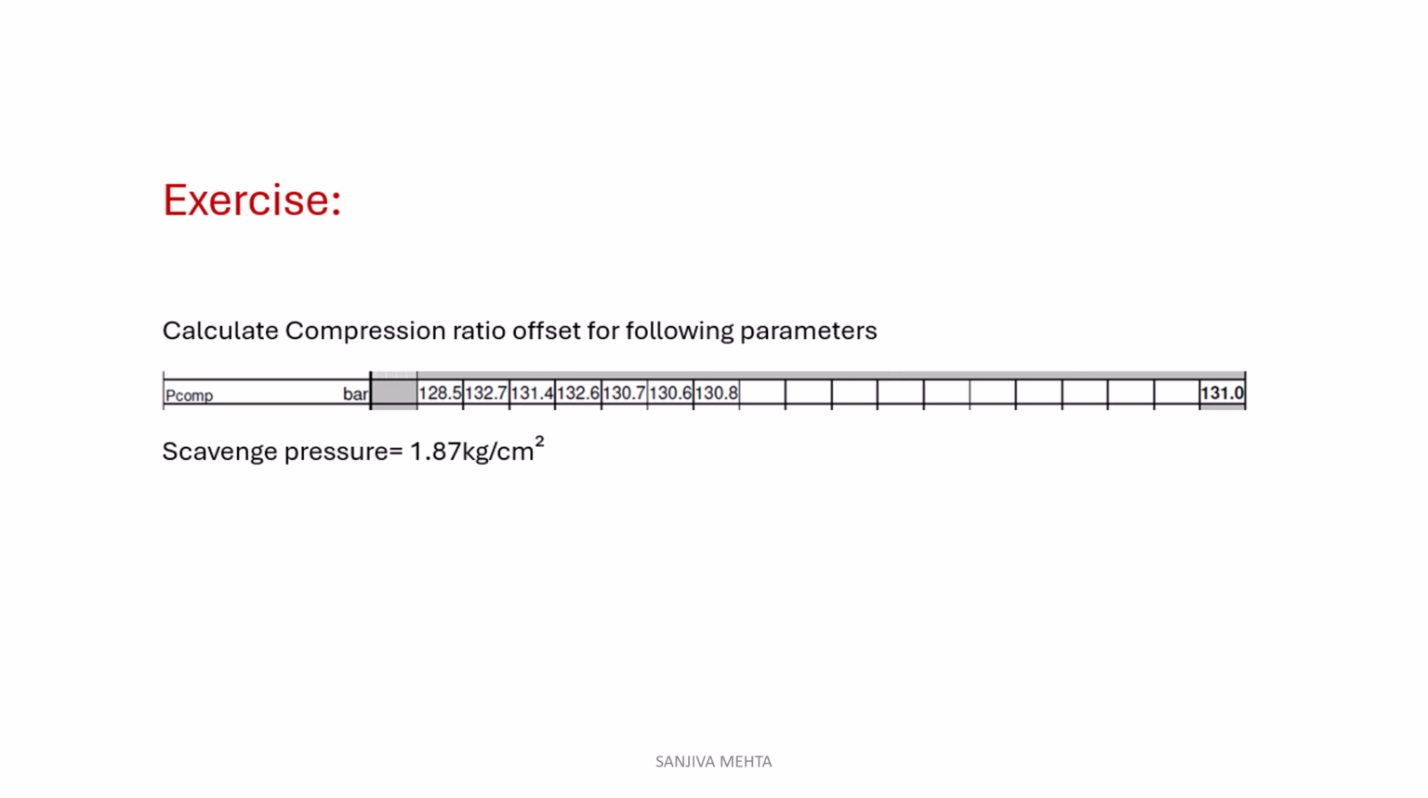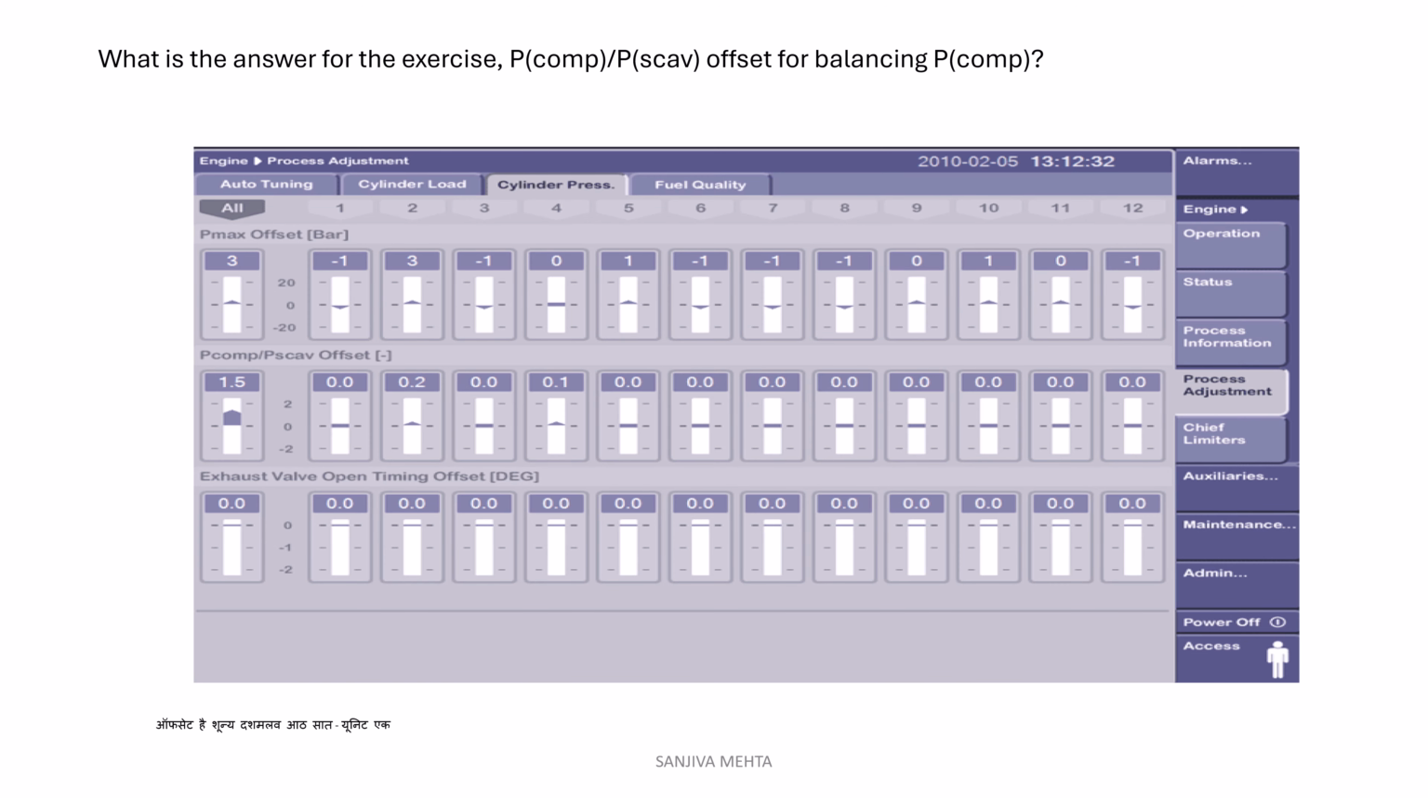128.5. So how much is the difference? The difference divided by scavenge pressure plus absolute pressure, 1 bar. The value is your value in the compression ratio offset. In this case also, the exhaust valve will close early. Pcom by P is the ratio. Whichever unit you did, you can increase the mean compression pressure if you want to increase it.